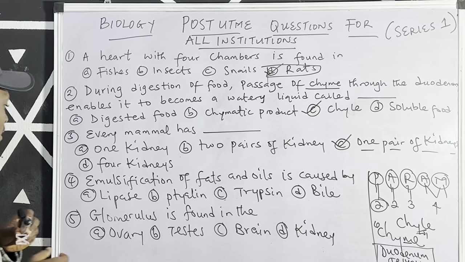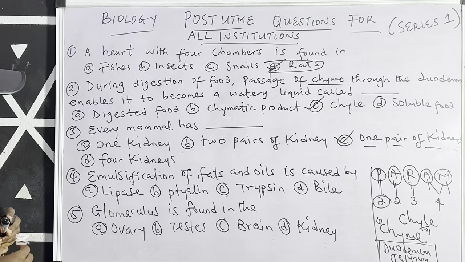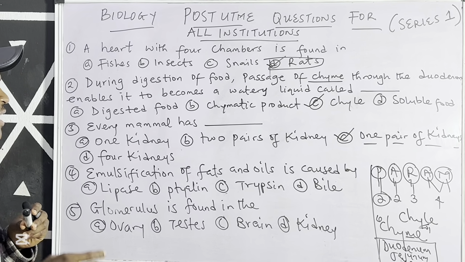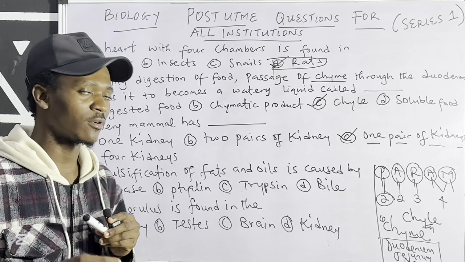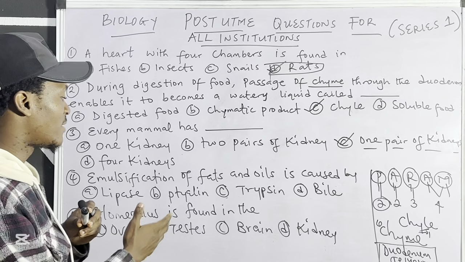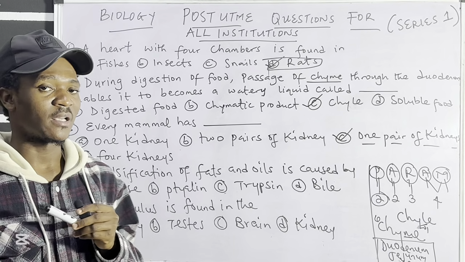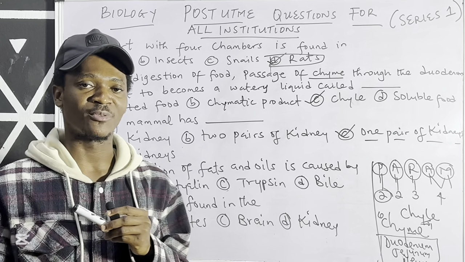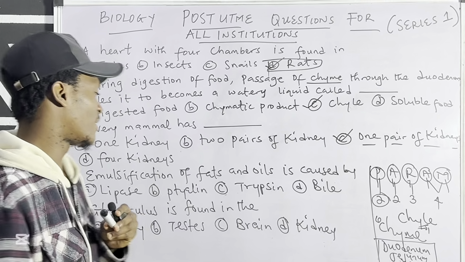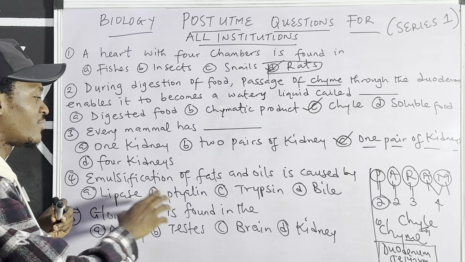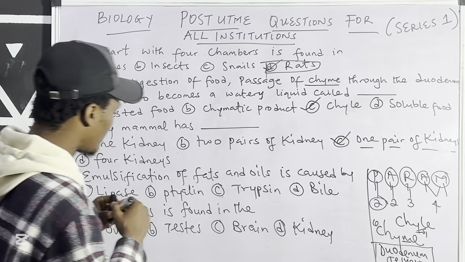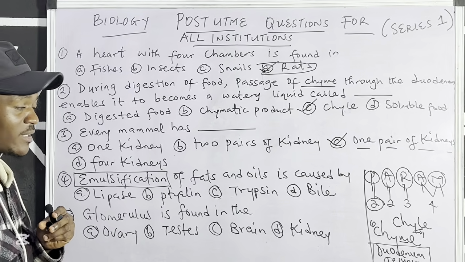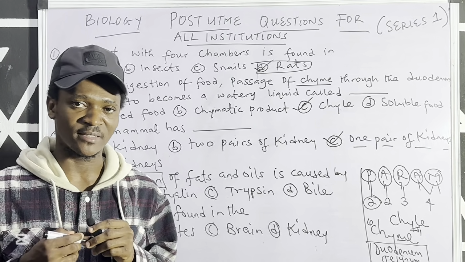All right. Then question 4. Emulsification of fats and oils is caused by dash. This thing is still coming from digestion too, and if you have watched my video lesson on that, then you just, with smiles on your face, get your answer with ease. Now this question is a very cheap one. Emulsification of fats and oils. Now you see this word is a very big word, it seems to be very big, but it is not big the way you are thinking.